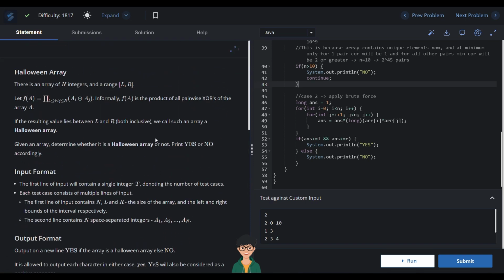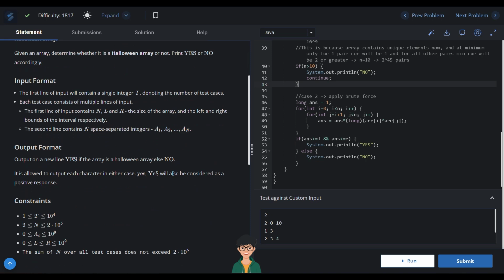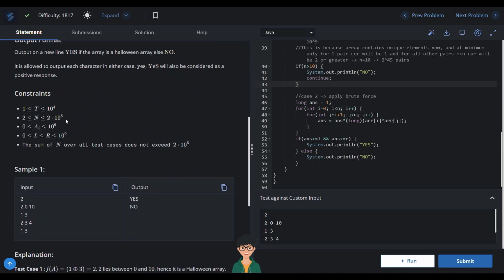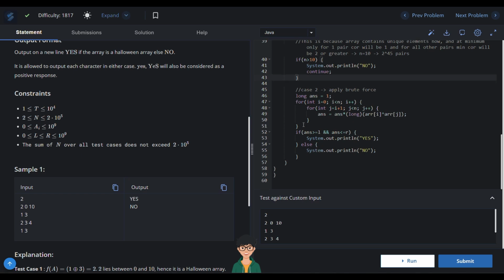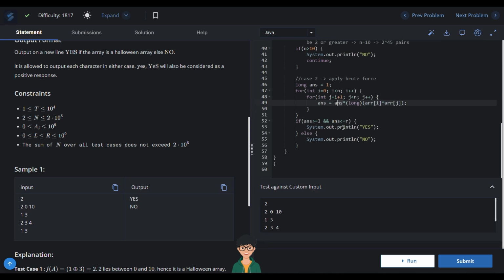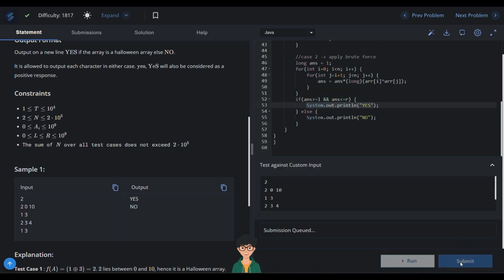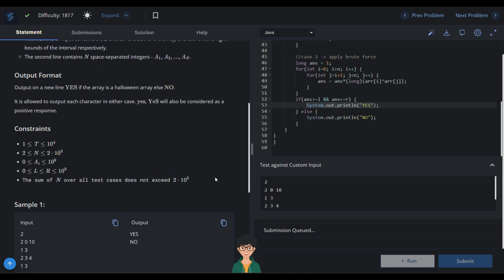You can just calculate the XOR of all pairs, which you can do in about n squared, because n is now at most 10. So here you do the XOR and just multiply it. In this step you are taking every pair and multiplying it into the total variable. If it is in the range L to R, just print yes. If it is not, just print no. Yes, so this was the solution for this.